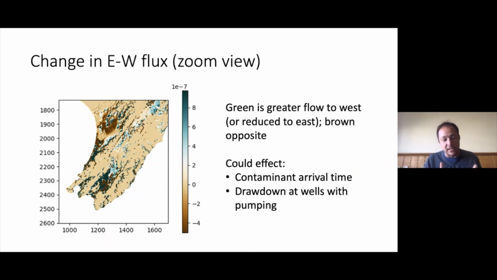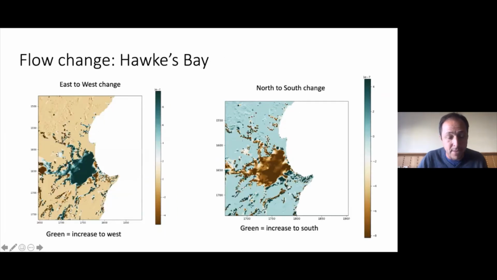But the implications in a response mode, or even trying to understand the probabilistic risk you might face from something like that, are that these changes in groundwater flow might affect things like contaminant arrival times, if you think about a contaminant flowing in the groundwater, or perhaps drawdown at wells through pumping.